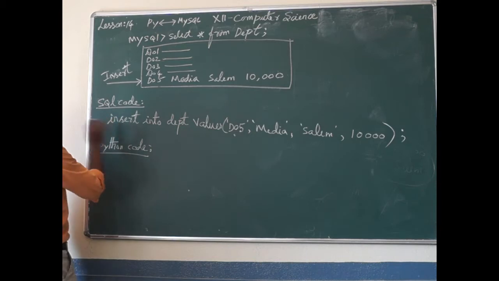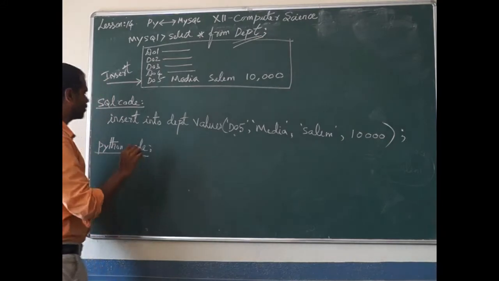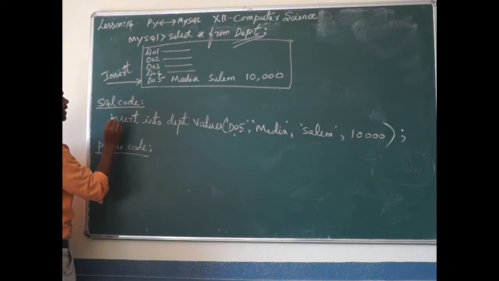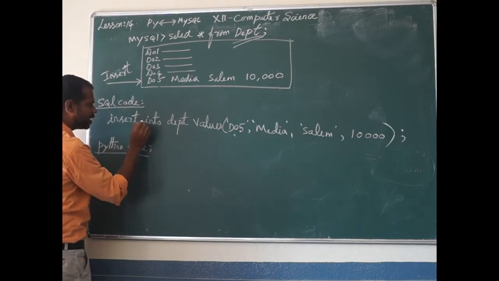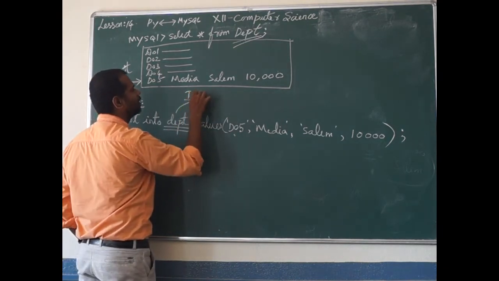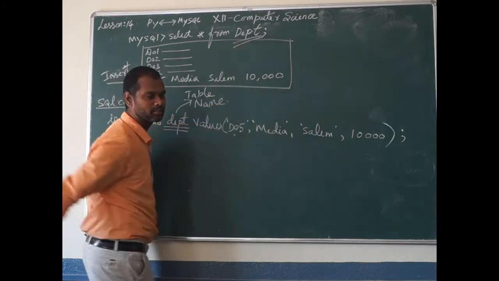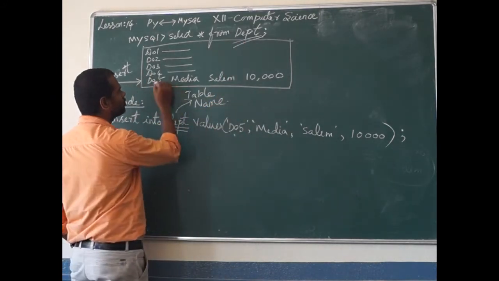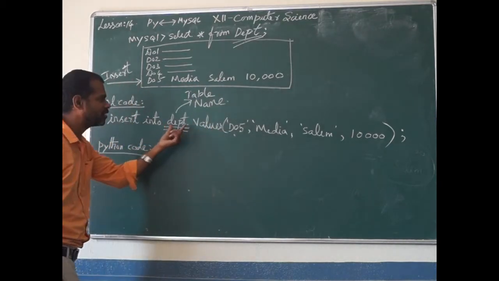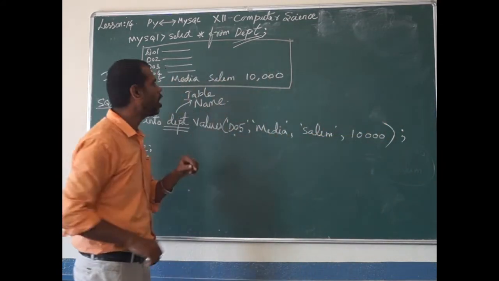If you want to insert, this is what table? This is the dept table. So in SQL, if you want to insert, what is the coding? Insert into dept. Dept is nothing but a table name. Then we are going to give some values. Insert into dept values. Within the bracket, you have to write how many values?